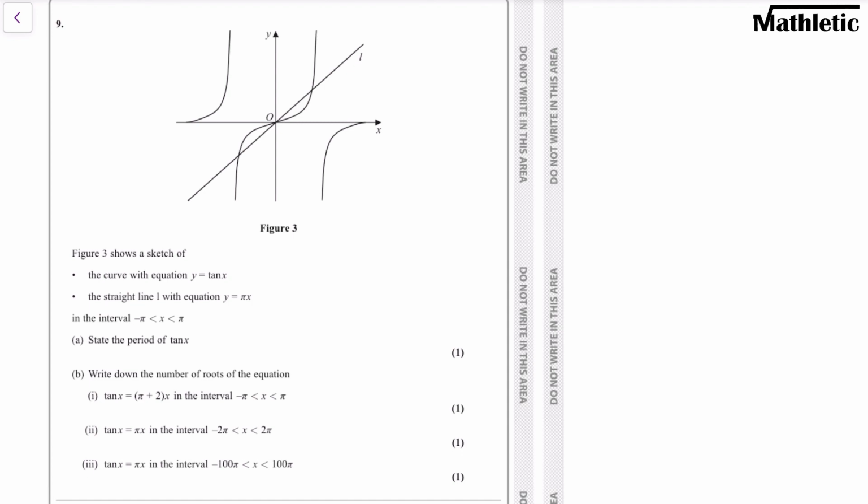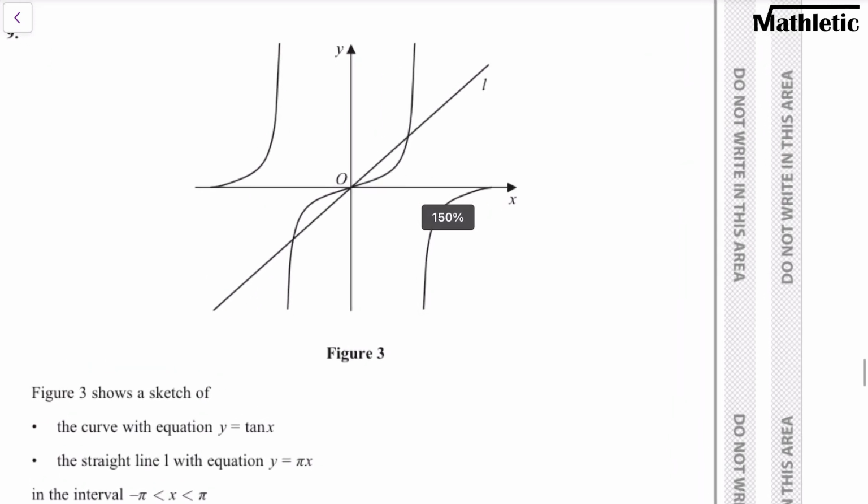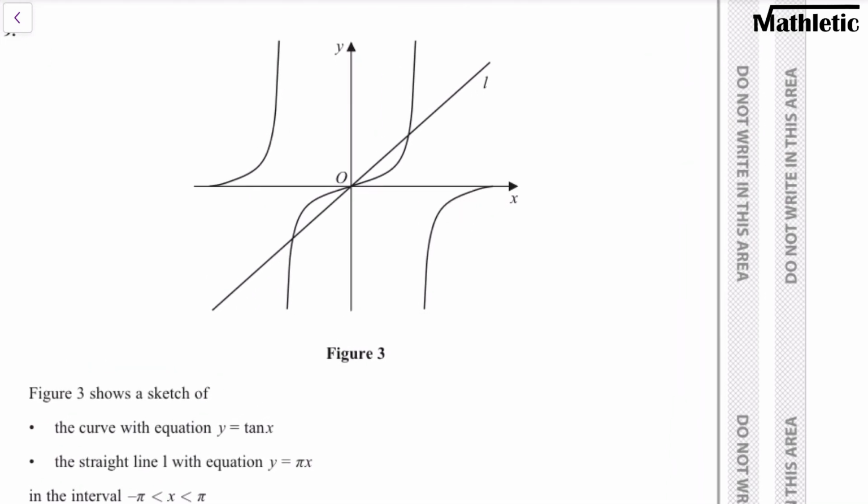So let's start number 9. This one is a sketch of y equals tan x and y equals pi x. For this one, we need to have a basic idea about the tan x curve. So I will just add the asymptotes here. For a graph of tan x, we have a cutting point at 0, and then the asymptote is at 90. Similarly, at the left side, we have a negative asymptote of minus 90. This cutting point is 180. This one is minus 180.